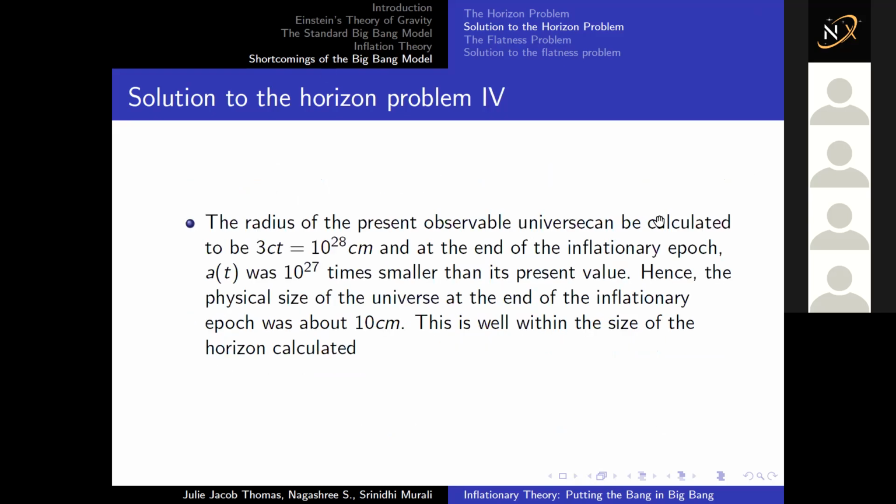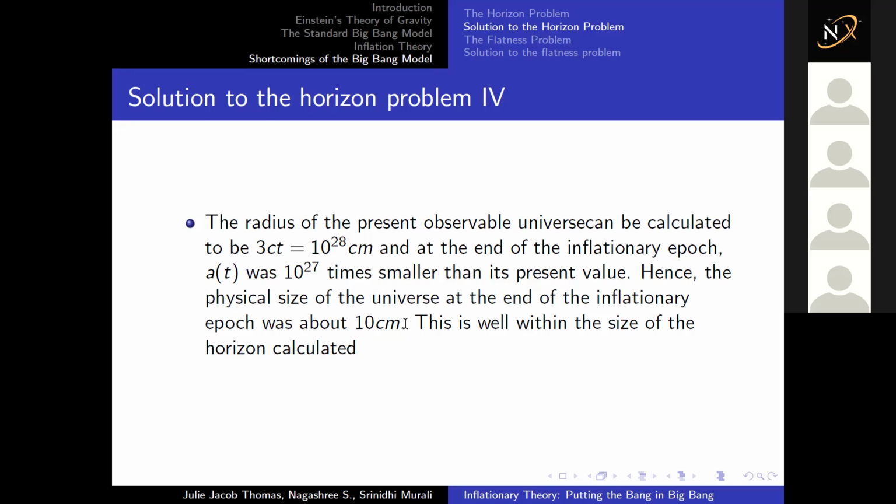And the radius of the present observable universe, based on the equation we calculated earlier, that is 3ct, is 10 raised to 28 centimeter. And at the end of the inflationary epoch, the scale factor was about 10 raised to 27 times. So if you back calculate it, you'll get that at the end of the inflationary epoch, the physical size of the universe was 10 centimeter, and this was well within the horizon calculated. It is much smaller than the horizon calculated.